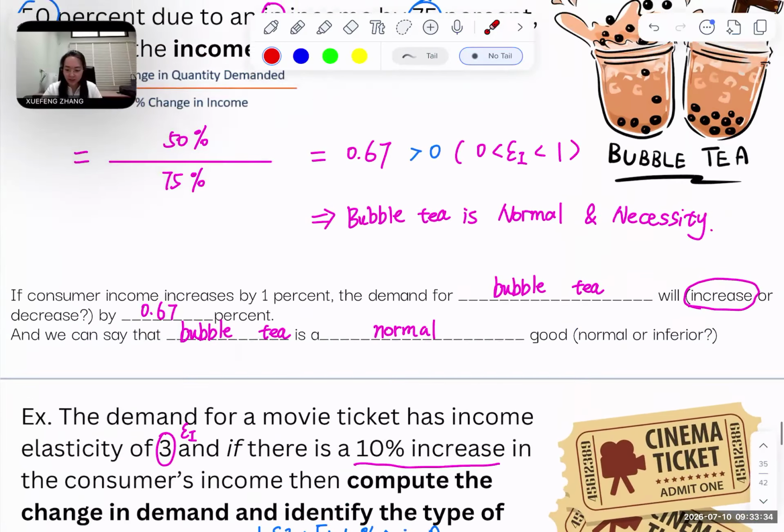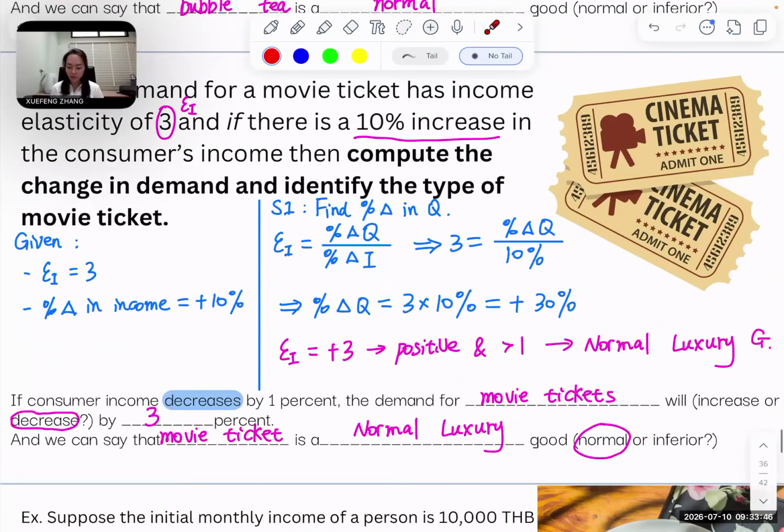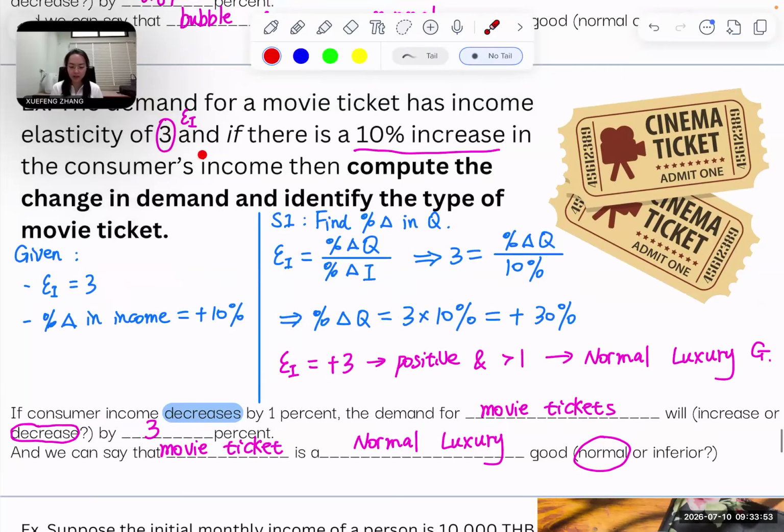So let me go back to bubble tea. For bubble tea here, the epsilon I is 0.67, which is a normal necessity. But for movie ticket, it is normal, but luxury. So everything depends on the numbers here. The higher the income elasticity, the more you are spending on it, swinging with your paycheck.